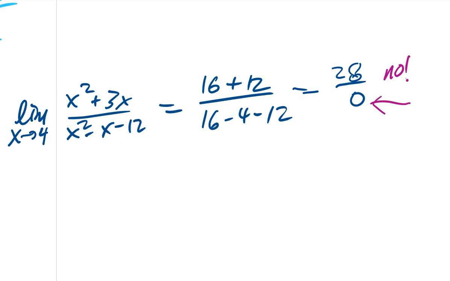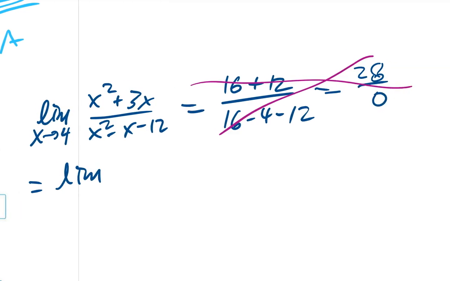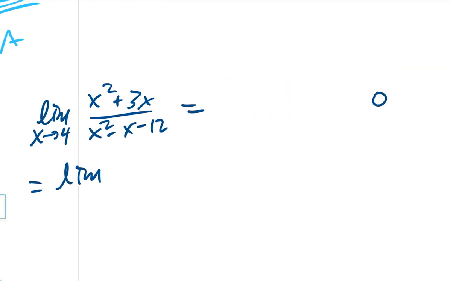I'll tell you what. Actually, yeah, let's factor this and see what happens. Okay. So instead of doing this, let's factor it and see what happens. So this is equal to the limit, and I want you to write limit. I'll tell you what, let me erase all this. I want you to write limit every time until you actually apply the limit, okay?